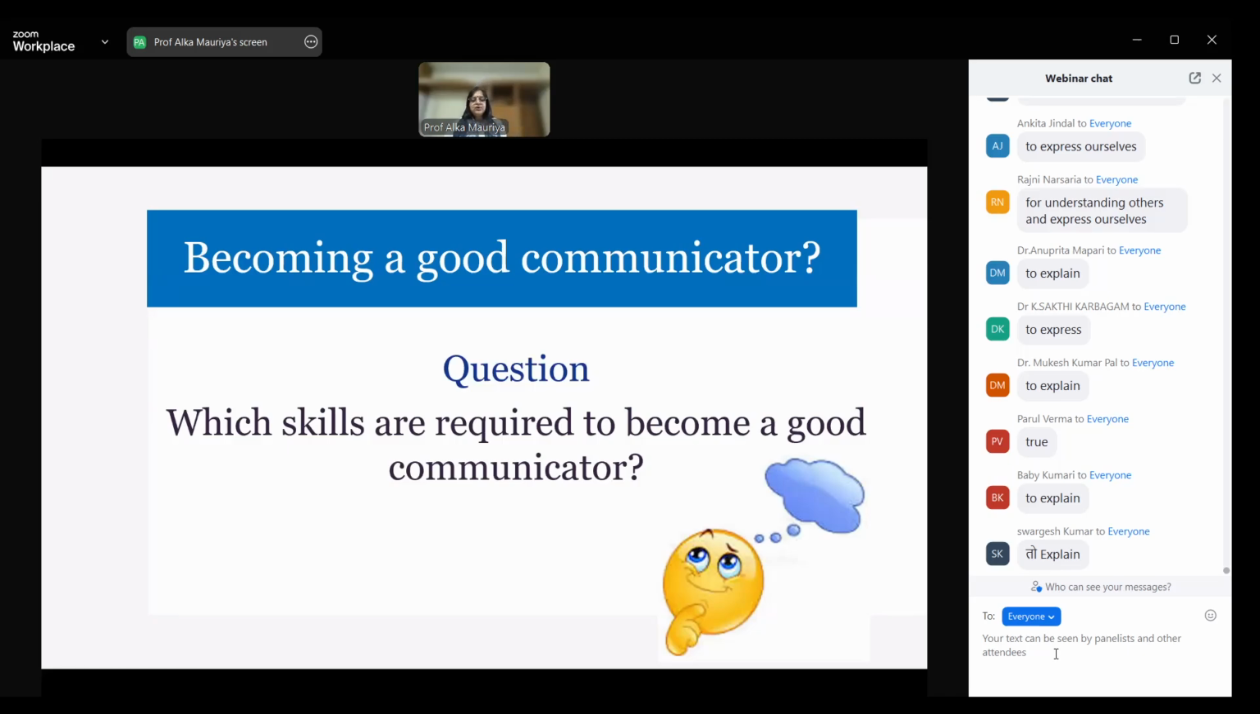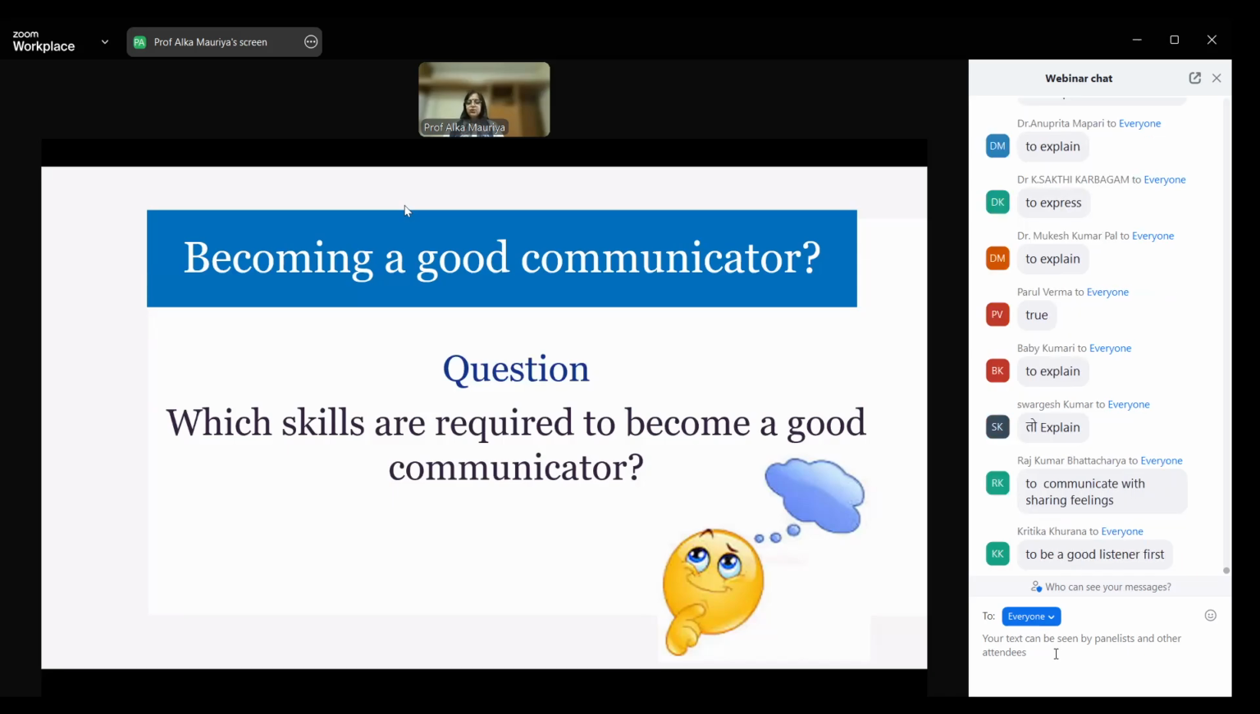So the next question is, what are the skills required to become a good communicator? And I look forward to the responses in the chat window. According to you, you can be right, you can be wrong. I must say that no questions, no answers are right or wrong. I just look forward to your perspective as to what are the skills required to be a good communicator.